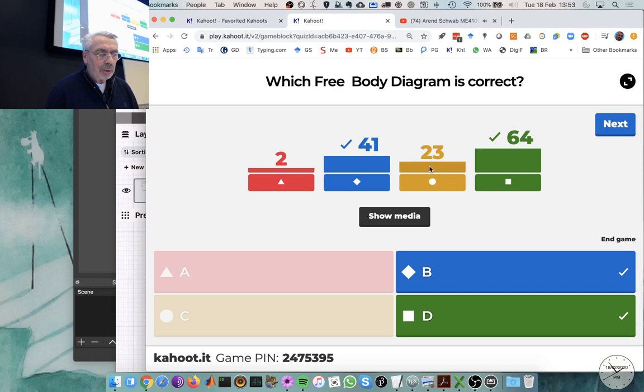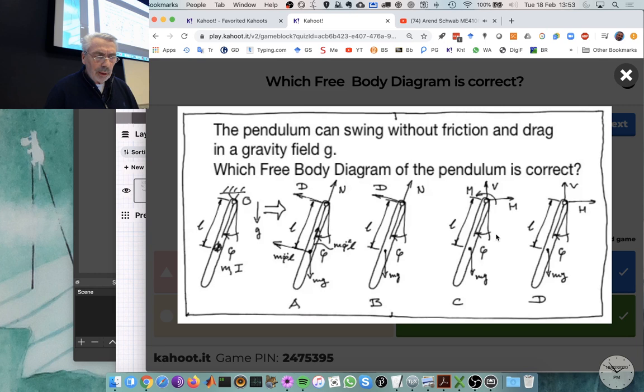What is about the yellow one? What was the yellow actually? C. What is wrong in C? No, we said that there's no friction drag or whatsoever, so there cannot be a torque in the rotational joint, right? Okie dokie.